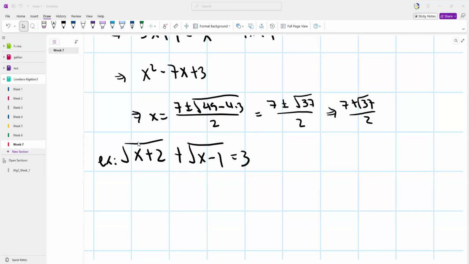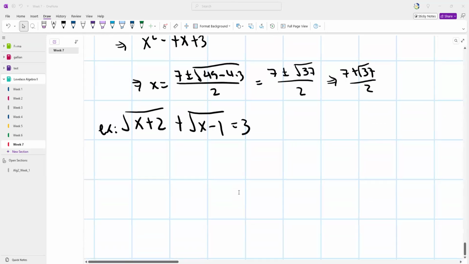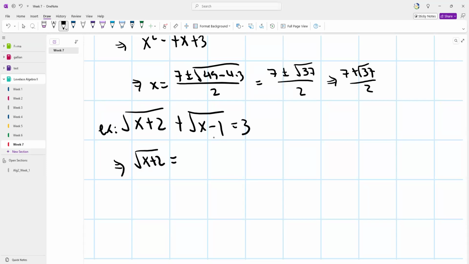Since there's two square roots, that's a little bit annoying, right? And we do have to square at some point, obviously. So there's two ways we can go about this. The first way is we just directly square both sides, and you can try it out for yourself, but I think it's a little bit more difficult with more algebra. So there's this way, which is what we're going to do. We first move one of the square roots to the other side. So we get the square root of x plus 2 is equal to 3 minus the square root of x minus 1.